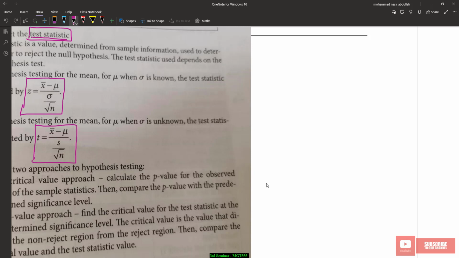Right? So, kita nampak dekat sini, sigma squared or sigma. Means that population standard. Oh, tulisan I tak cantik lah pagi ni. Population standard deviation.